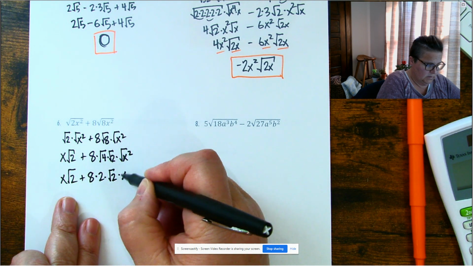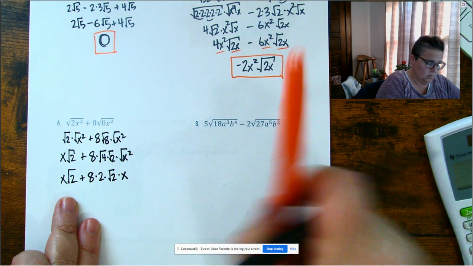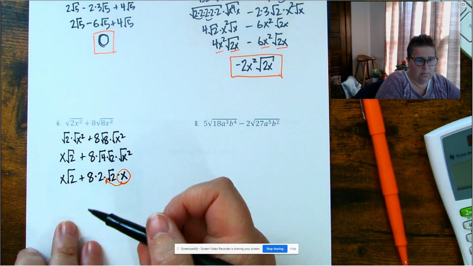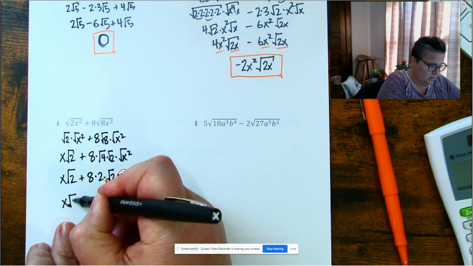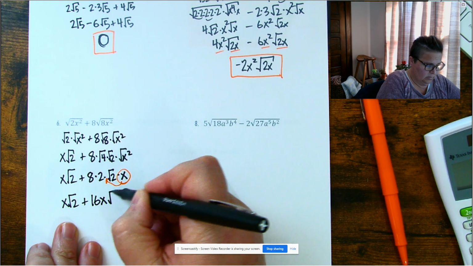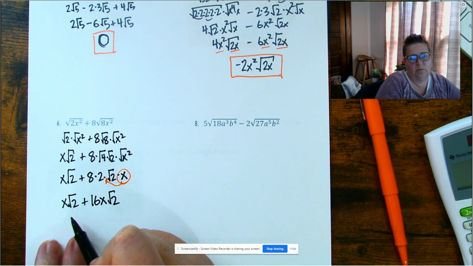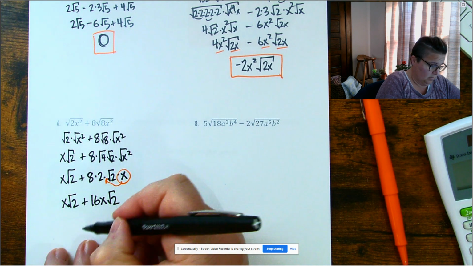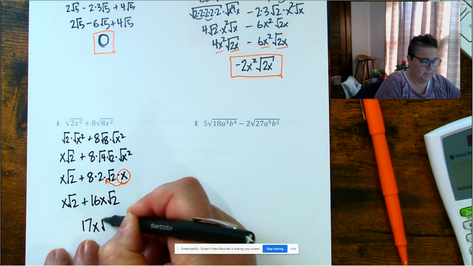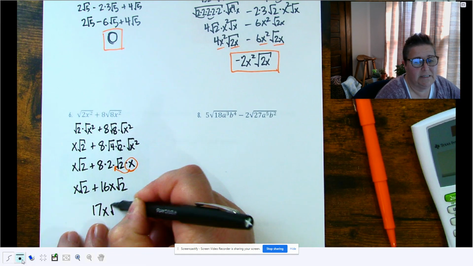So x square root of 2, that was the easy one, plus 8 times 2 times the square root of 2 times x. Remember, we don't like to have those x's on the end. We want to move them in front of the square root whenever possible. x square root of 2 plus 16x square root of 2. x square root of 2 plus 16x square root of 2 is 17x square root of 2. Why 17?